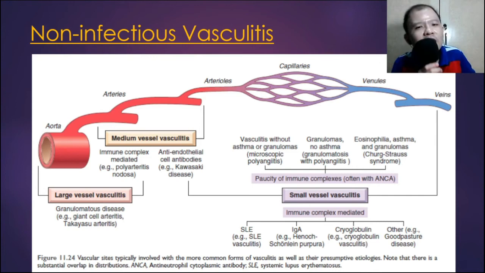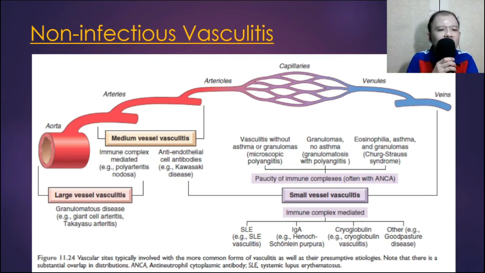So let's go to non-infectious vasculitis. This part of the lesson of the chapter is very challenging to teach because the concepts are overlapping. So this illustration is very important. It's very, very important, because this illustration summarizes the many slides that come after. I'm going to emphasize already here, you have the types of non-infectious vasculitis.